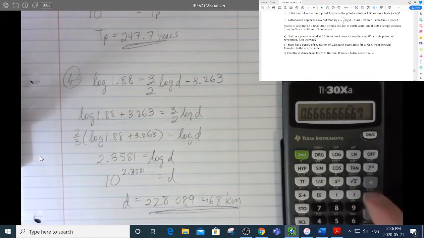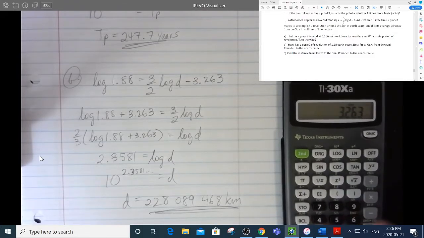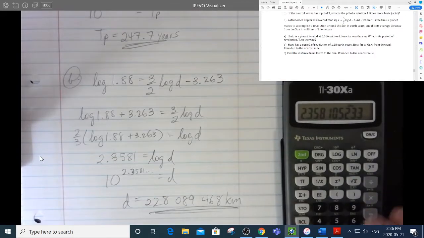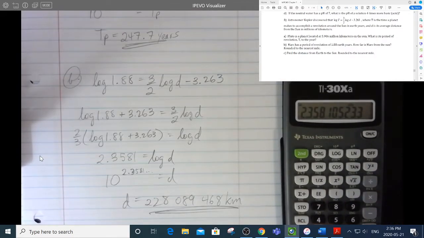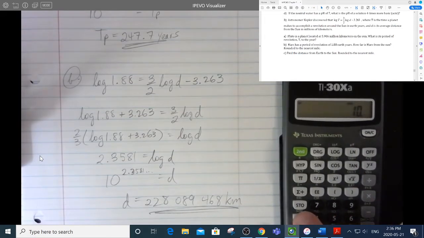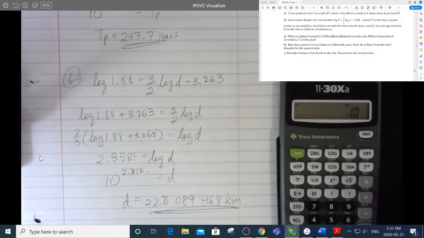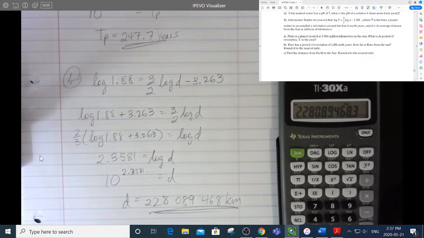2/3 of, open a bracket, 1.88 logarithm plus 3.263, close my brackets, and hit equals. There's that number. Store that in memory 1. I just hit a 1 off the screen there, and that's why the little M1 came up. I think there's 3 memories in these things. You can store something in memory 1, memory 2, or memory 3. Then 10 to the power of, recall what was in memory 1. Boom, there's your answer. And again, we times it by a million. And there it is.